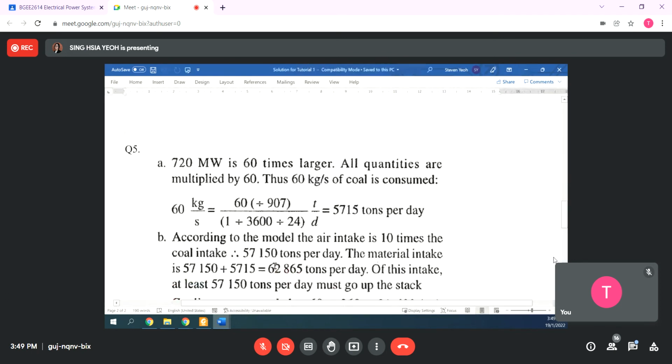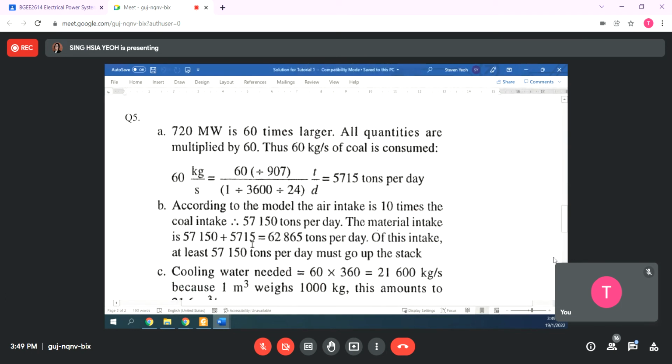So that's why they say 62865 tons per day is the material intake. Out of this intake, at least 57,159 tons per day must go up the stack. Any question?